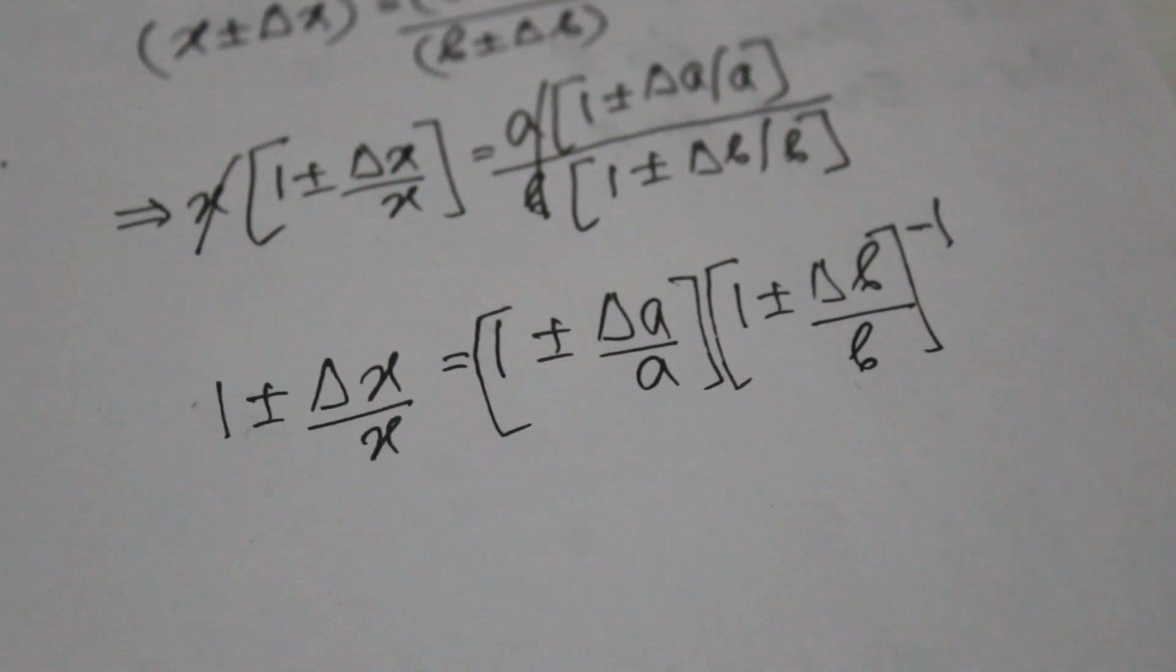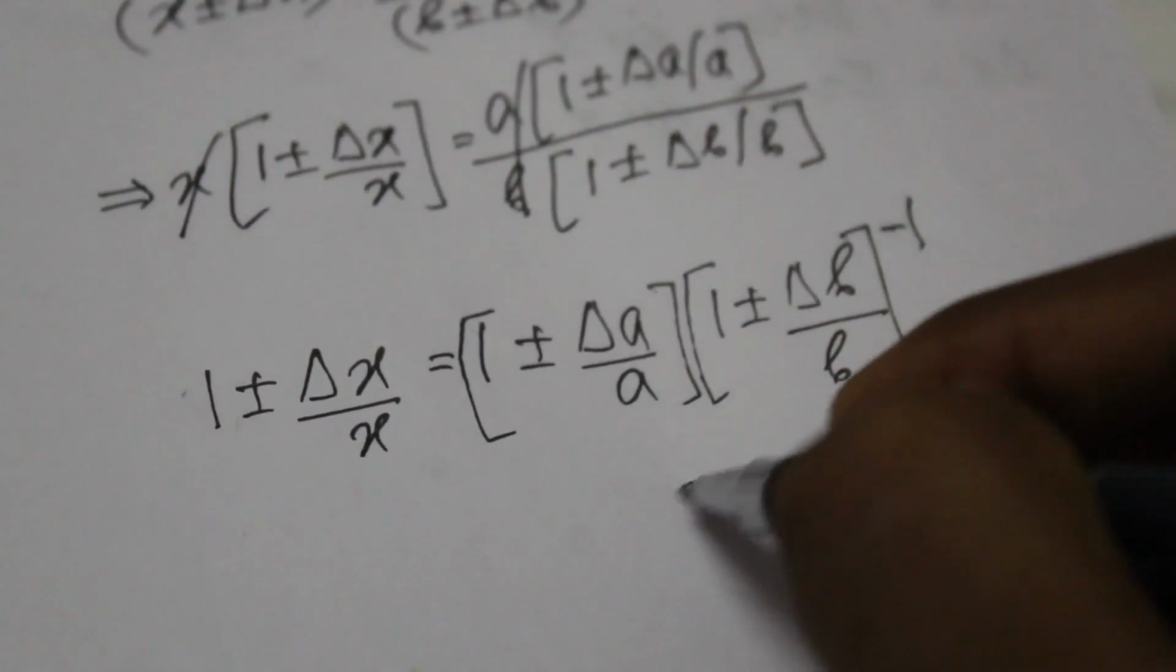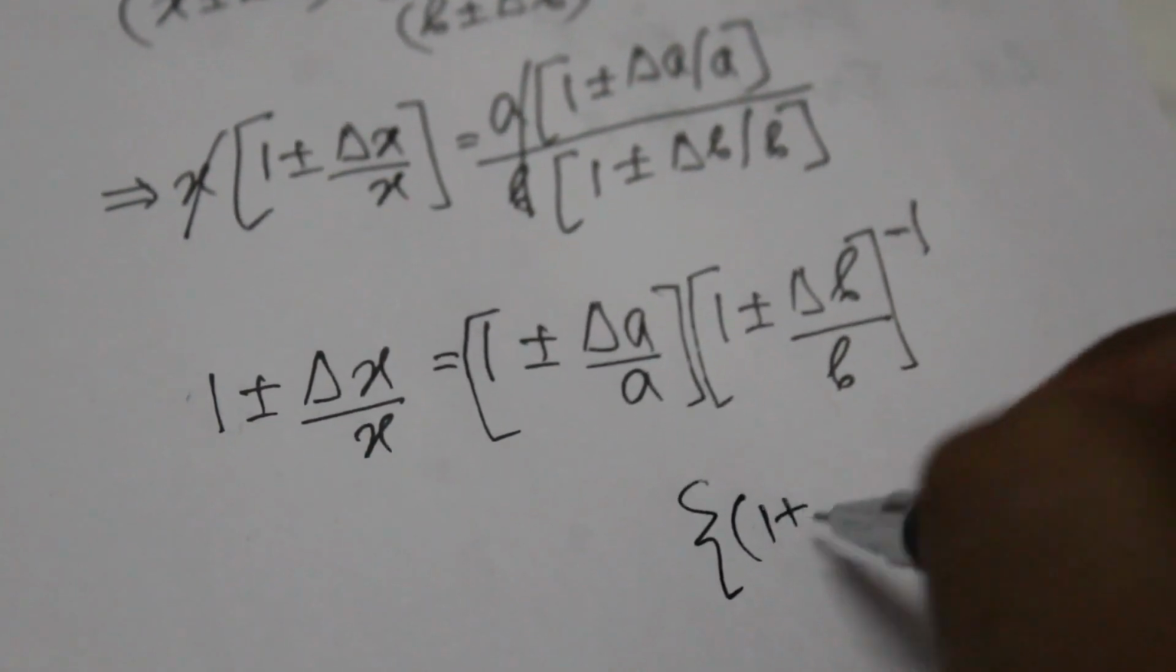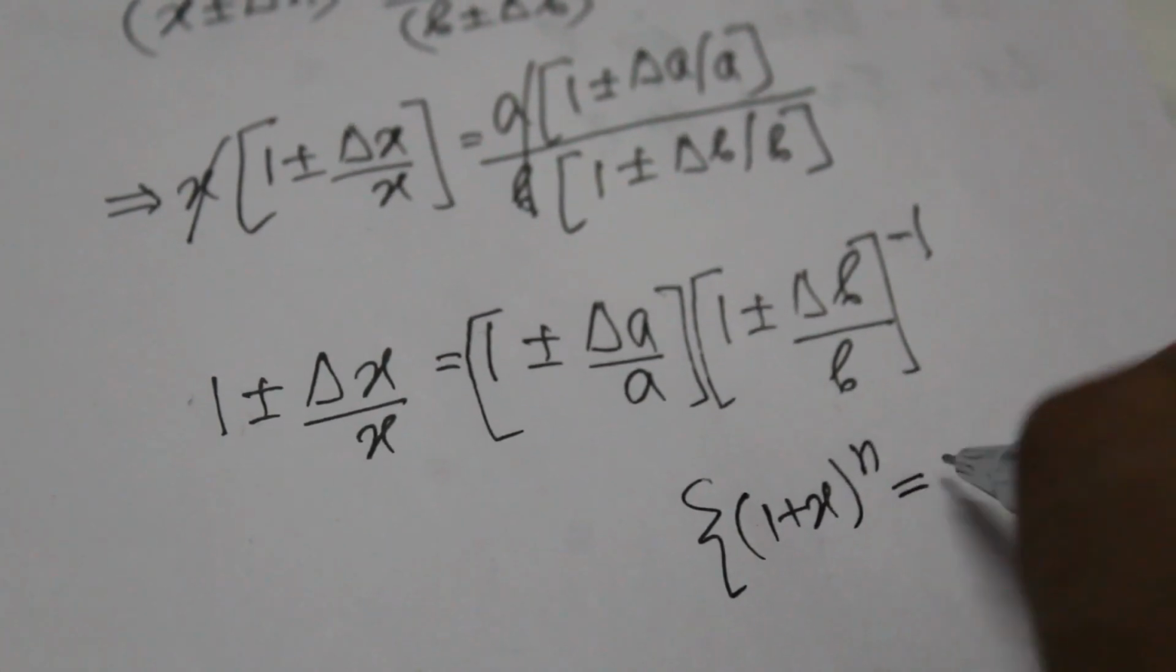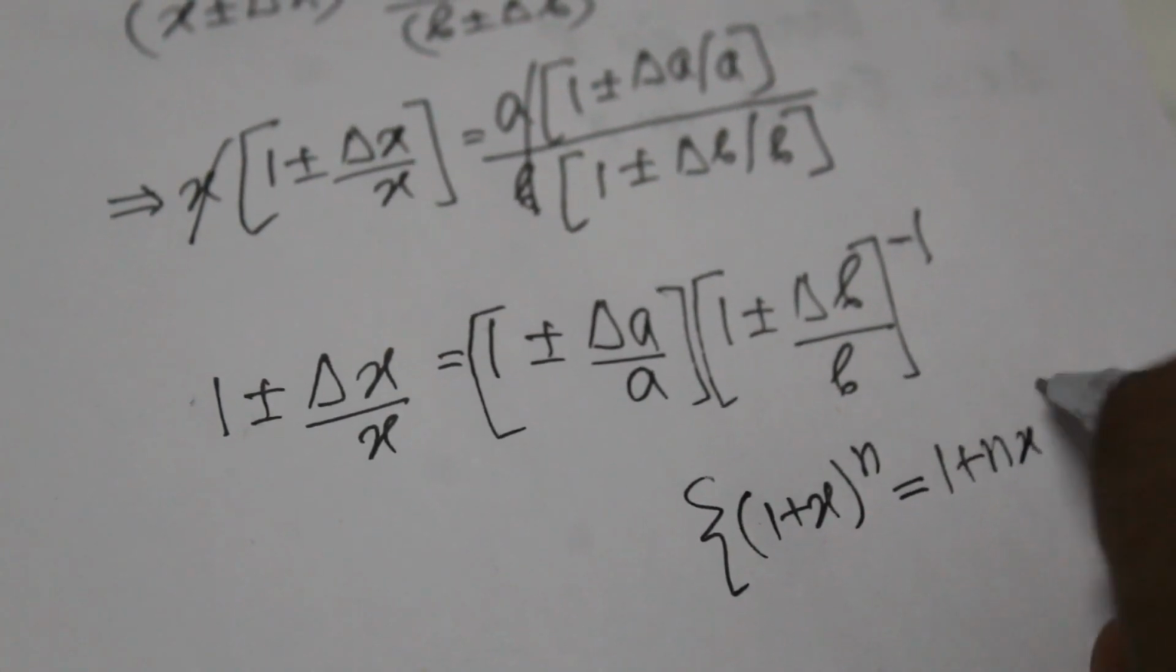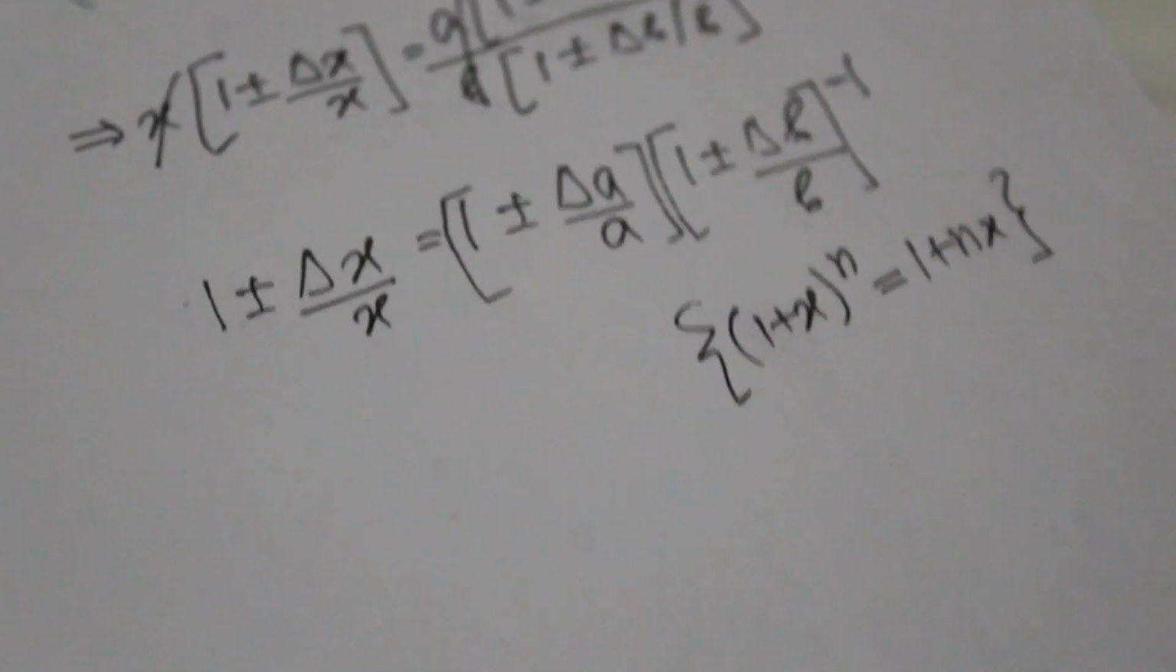Now we have discussed the binomial theorem in the earlier lecture. It says that (1 plus x) to the power n is given by 1 plus nx plus n into (n minus 1) into x square upon 2 factorial. If the further quantities are very small, we can neglect them and write that (1 plus x) to the power n is almost equal to 1 plus nx, neglecting the higher terms.